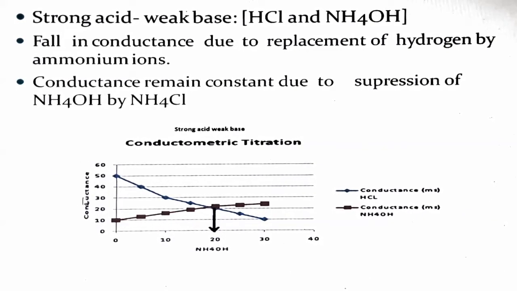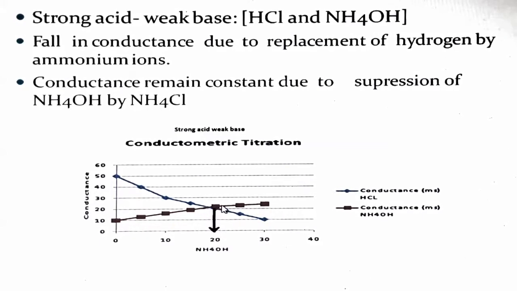In this graph, this fall in conductance, shown by the blue line, is due to replacement of hydrogen ions by ammonium ions, because in the starting the conductance due to hydrogen ions is very high, and as we start adding ammonium hydroxide, though it is a weak base, the conductance slightly decreases. Due to the reaction of HCl and ammonium hydroxide, ammonium chloride is formed, and ammonium chloride, as we know, is a strong electrolyte.